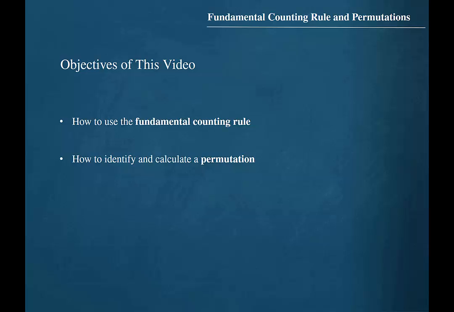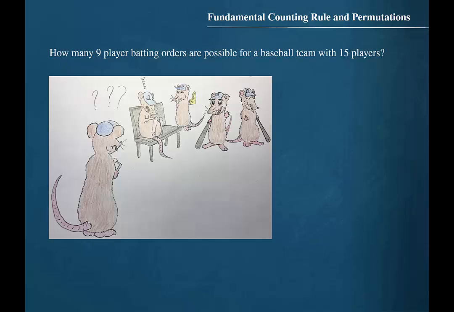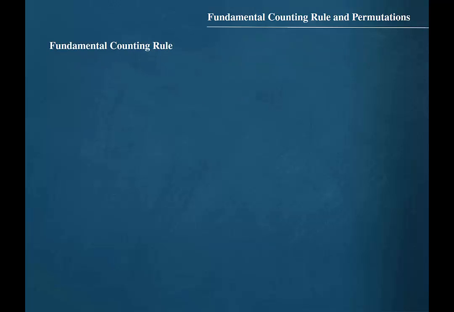The objectives for this video are to learn how to use the fundamental counting rule and how to identify and calculate a permutation. How many 9-player batting orders are possible for a baseball team with 15 players? In order to answer this question, we must first become familiar with the fundamental counting rule.